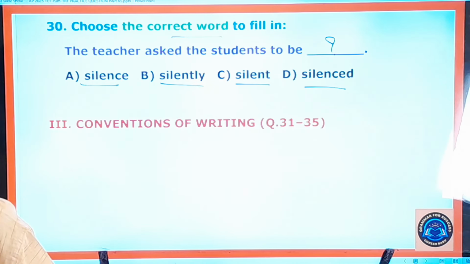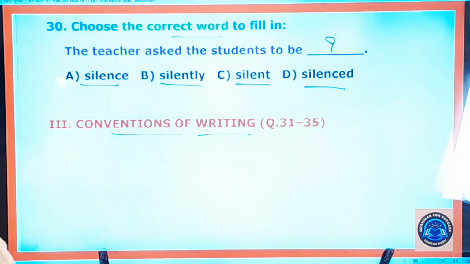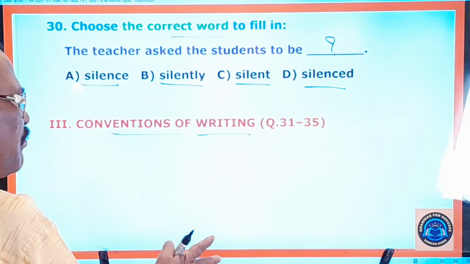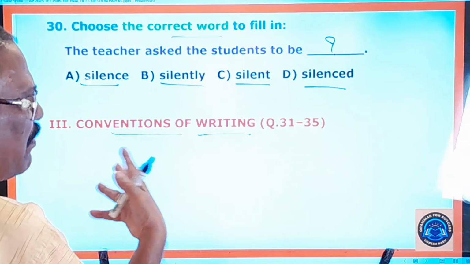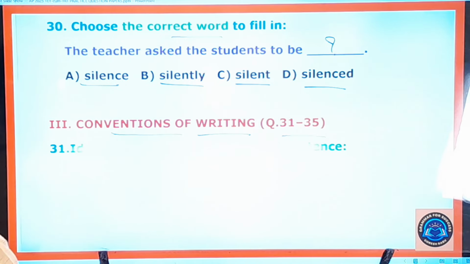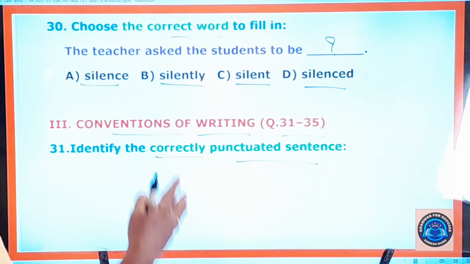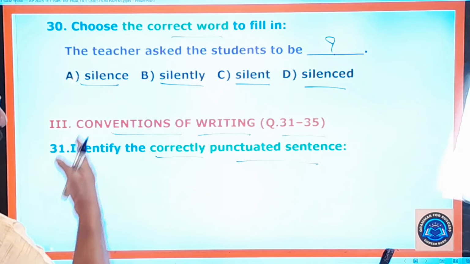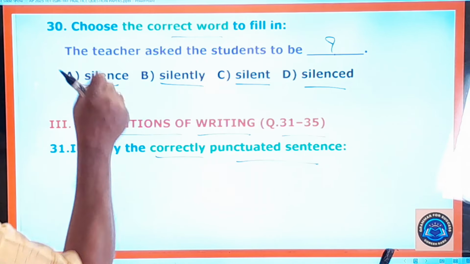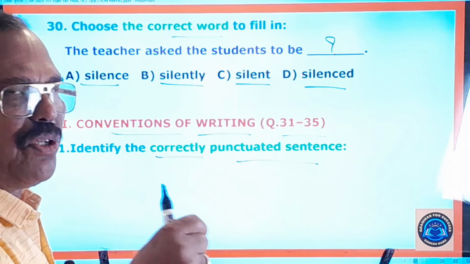And you go to the next aspect of the question paper, conventions of writing. Conventions means rules. Okay, rules and regulations of writing. And on this I'm going to give you 5 questions, you know very well. And here identify the correctly punctuated sentence. On punctuation, 4 options are going to be given. You have to choose that sentence in which the punctuation marks are correctly used.